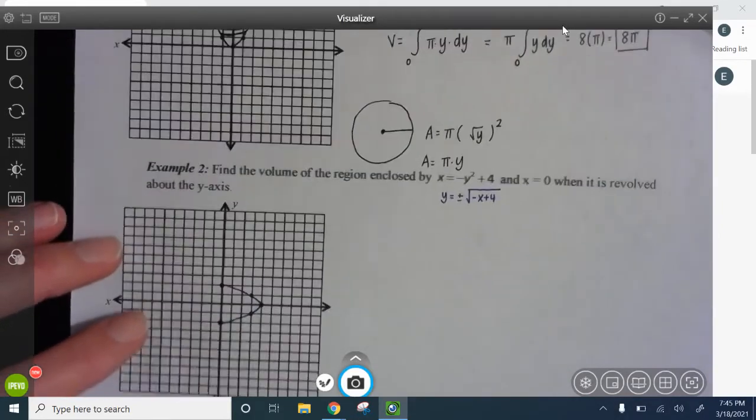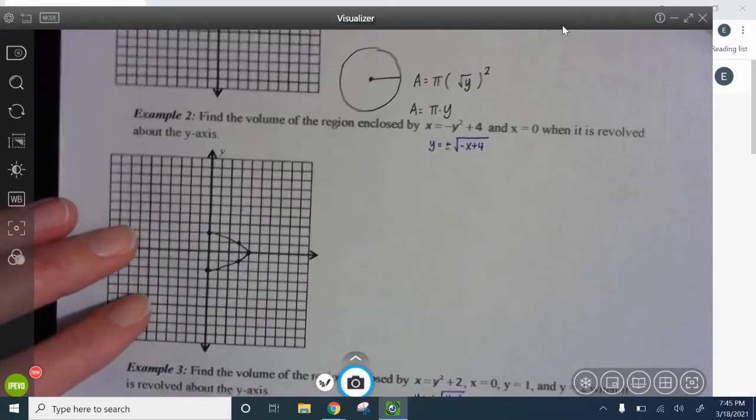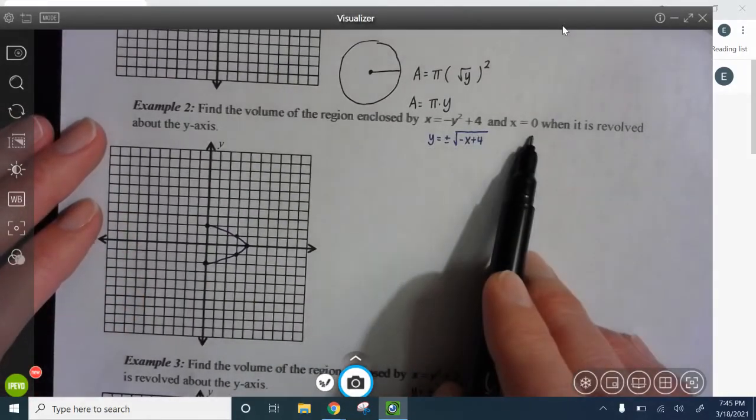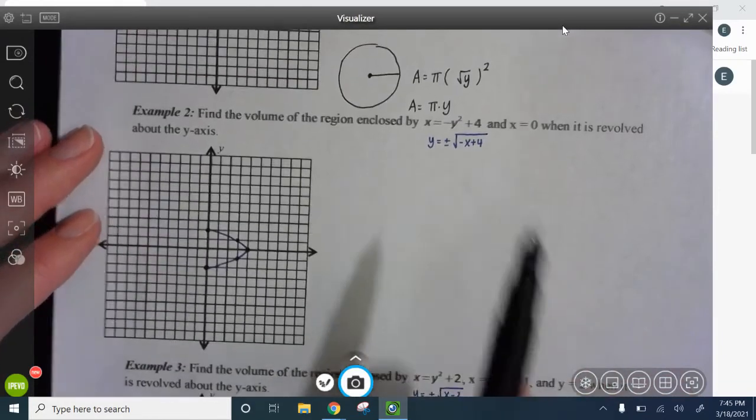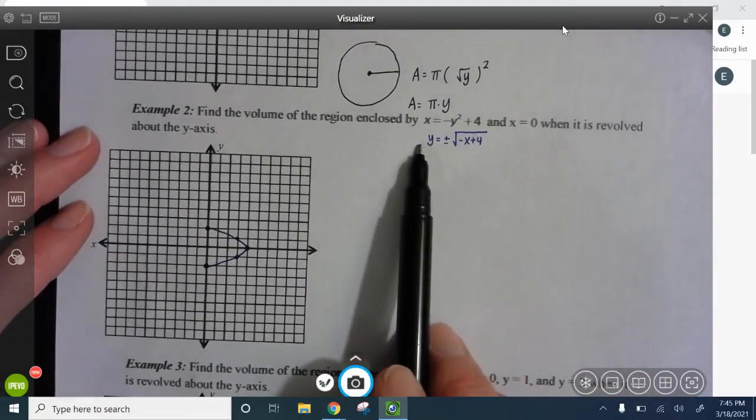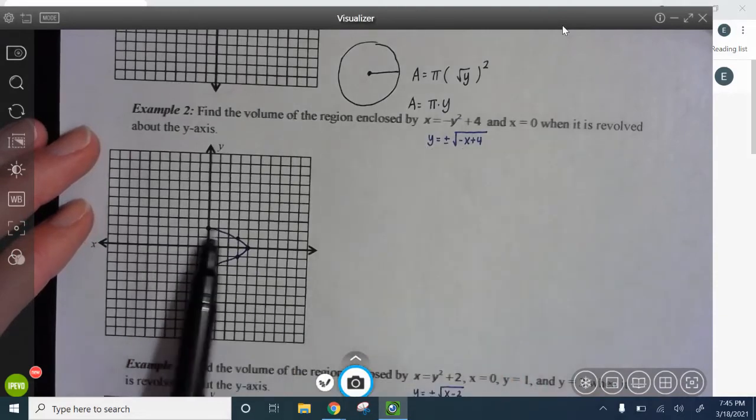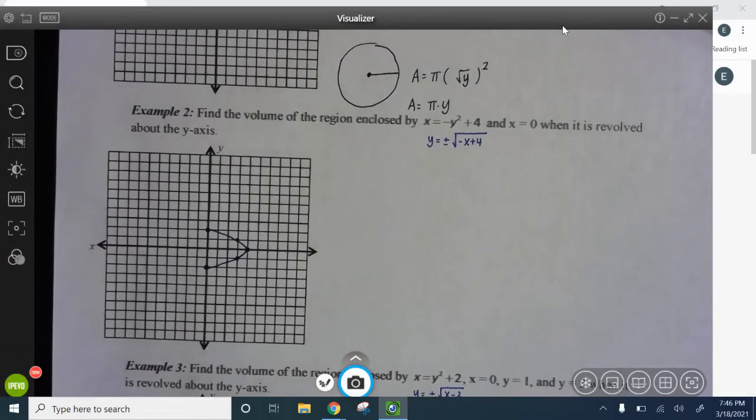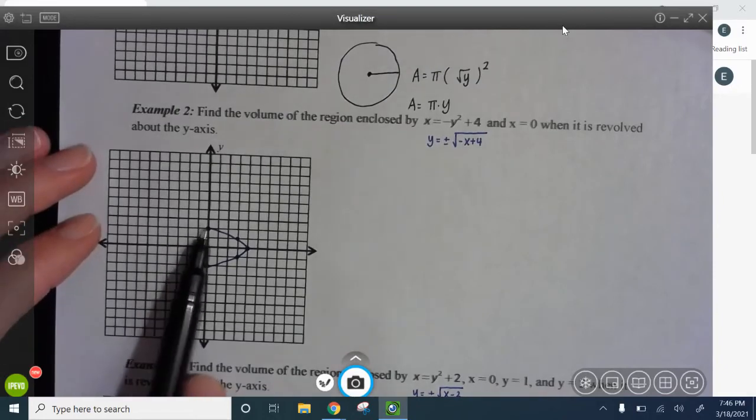Okay, let's look at another one. Let's find the volume of this region enclosed by x is equal to negative y squared plus 4 and x is equal to 0 when it's revolved about the y-axis. So again, just to get the graph, I did write this in terms of y equals, just so that I would be able to graph it to see what the actual function is going to look like. It would continue on this way.